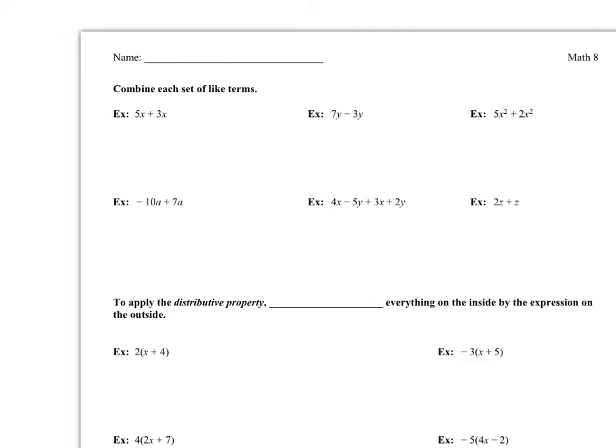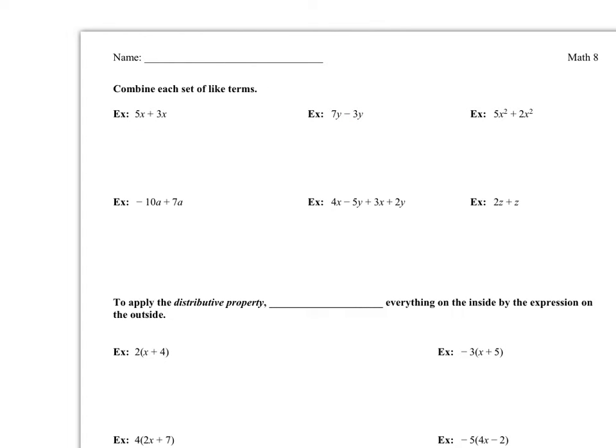So in this first section we're actually just going to combine our like terms, and if you look at each set, they are like terms because they have the same variable piece, or in this one we're going to have to make that determination. But pretty much all you're going to do is if it's adding, you're going to add. If it's subtracting, you're going to subtract the coefficients, or the numbers in front.